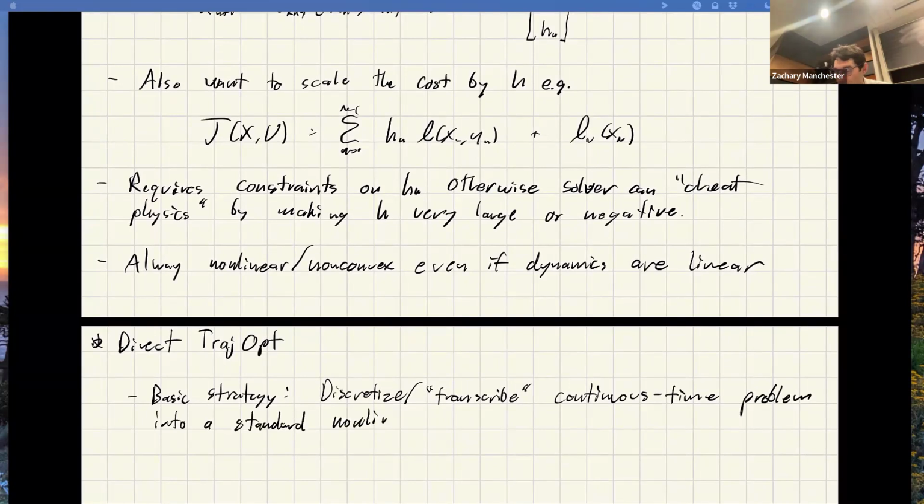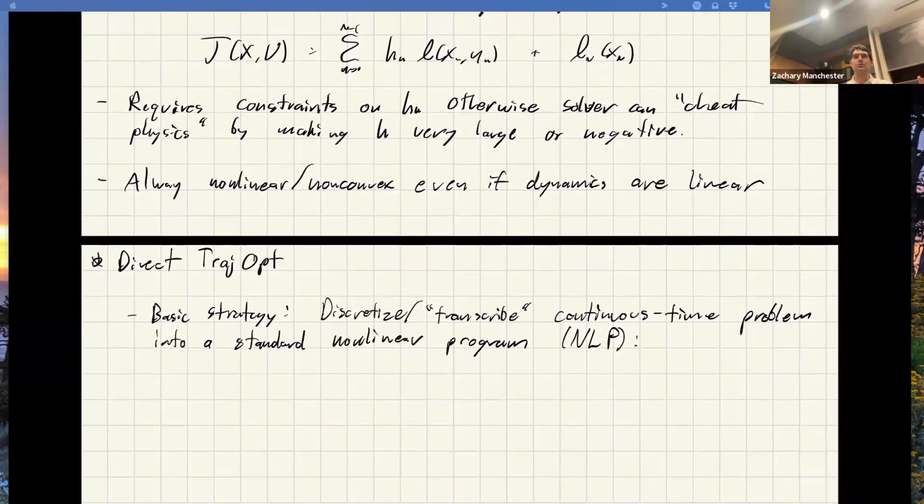And much to my frustration, nonlinear program is NLP. And in the modern era, the computer scientists like to use that for natural language processing. In here, it means nonlinear program. So just like we had standard forms for LP, QP, SOCP that we talked about for convex problems, there's sort of a standard form for nonlinear problems too.